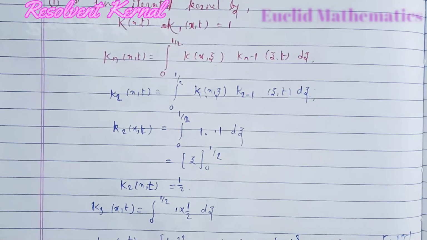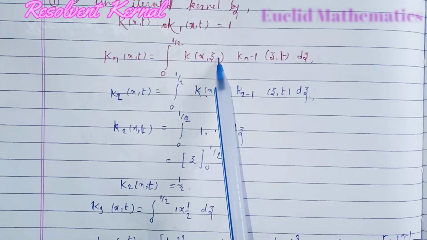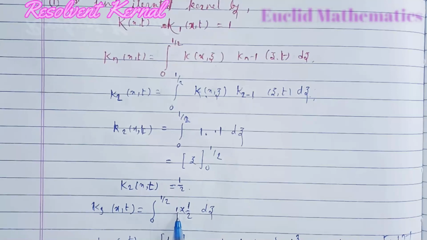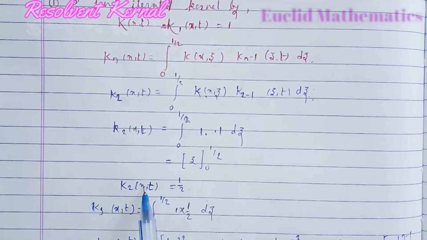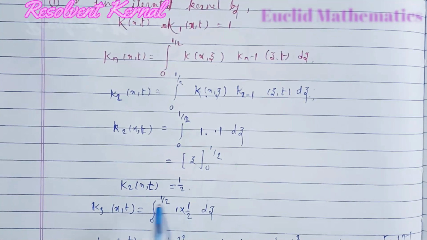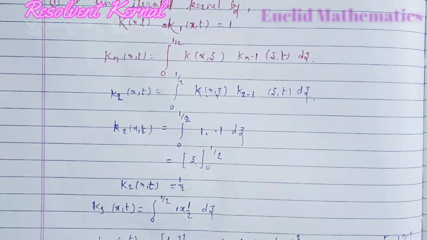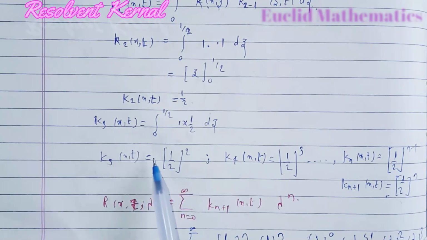Now let's find the third value, which we get similarly. K3(x,t) is the integral of K(x,z), which remains 1. Now substituting n equal to 3, K3-1 means K2(z,t), which is 1/2. So 1 multiplied by 1/2 into the integral over dz. Let's find the integral now. 1 into 1/2 is a constant term, so take it out. The integral of dz is z, and substituting the limits gives 1/2. So 1/2 multiplied by the value of that integral, which is also 1/2, gives 1/2 times 1/2, which is (1/2) squared. So K3(x,t) looks like (1/2) squared.